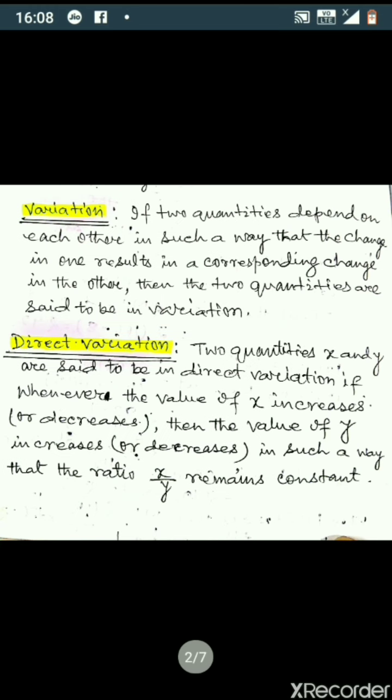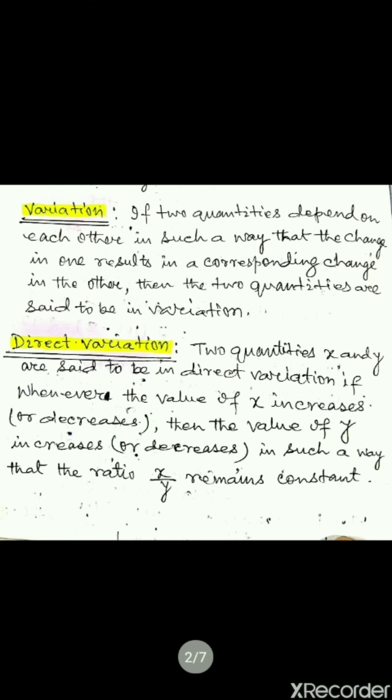Now, variation. If two quantities depend on each other in such a way that a change in one results in a corresponding change in the other, then the two quantities are said to be in variation.